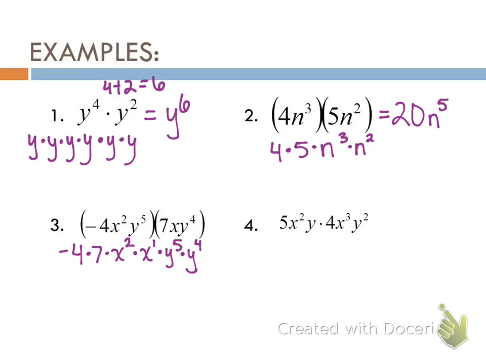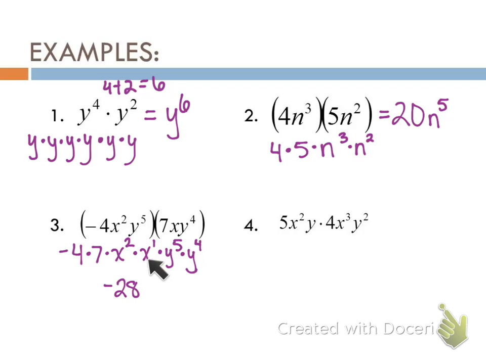So far, all I did was rearrange the order that it's written in because it's all multiplication. The next thing we need to do is start multiplying pieces together that can go together. -4 times 7 is -28. The x's can get multiplied together if they have the same base.